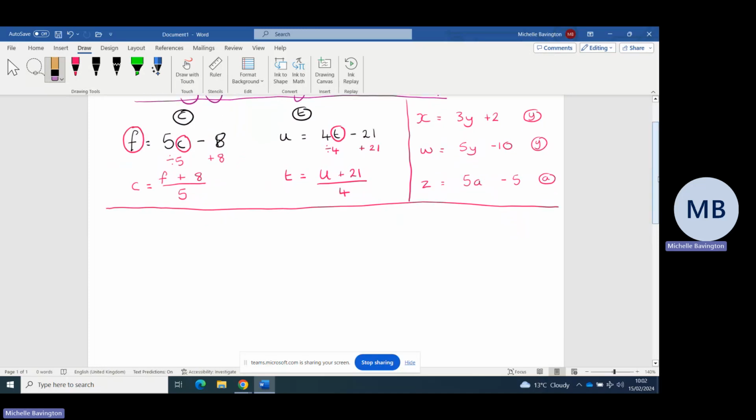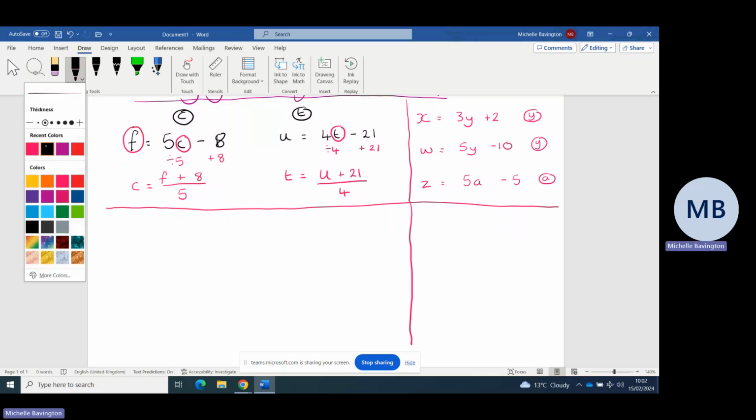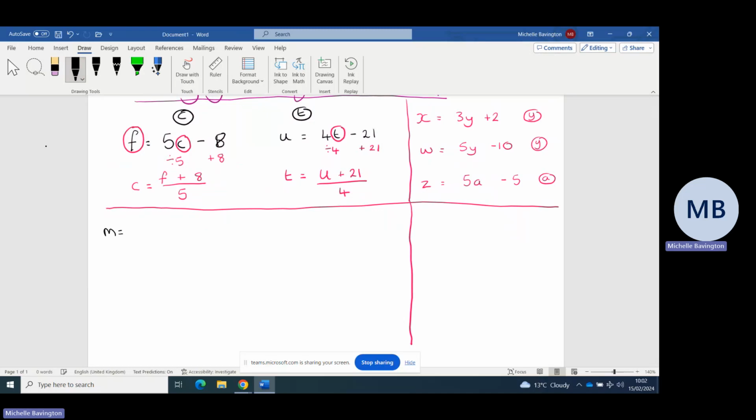Right. Let's do another type. So here we only had one letter. But you can have something that looks like this. M equals 5n plus 2p. Oh, that's a bit difficult. Right, I'm going to make p the subject, okay?